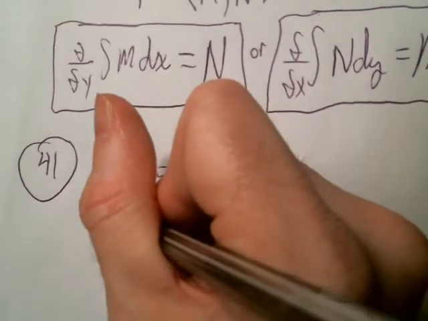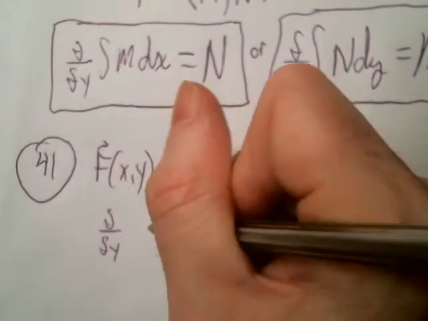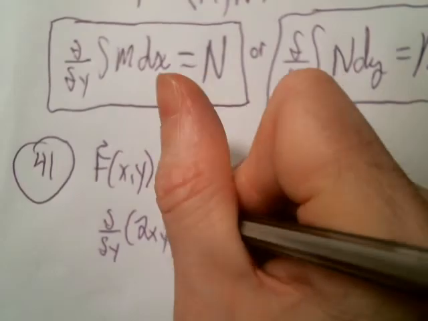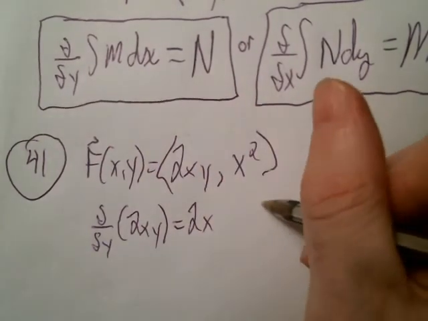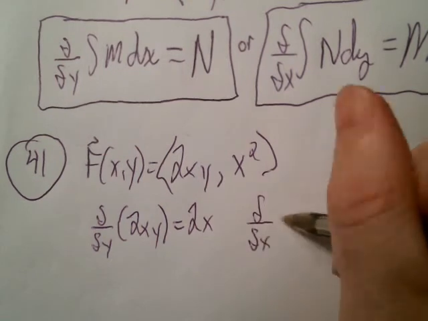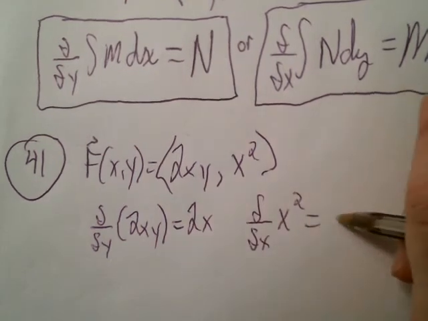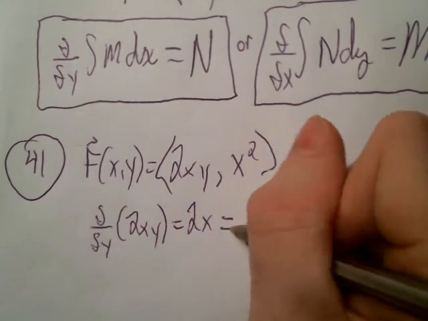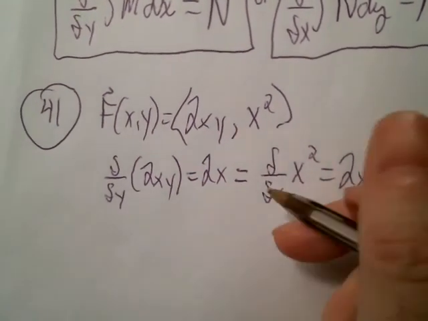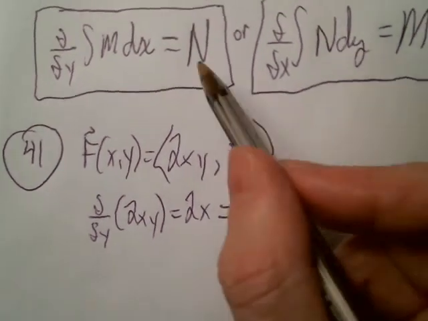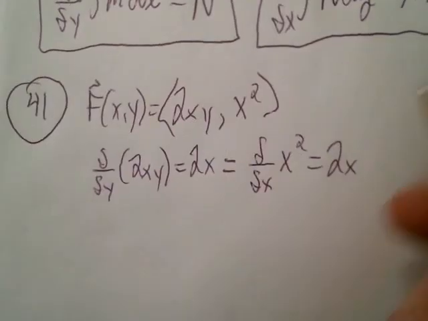So we do the partial with respect to y of 2xy, and of course, that's just equal to 2x. And then I do the partial with respect to x of x squared, and of course, that's just equal to 2x as well. So those are equal, so it's conservative, so we can pull this off. Okay. All right, so use either format. I'll just always go with the first one.